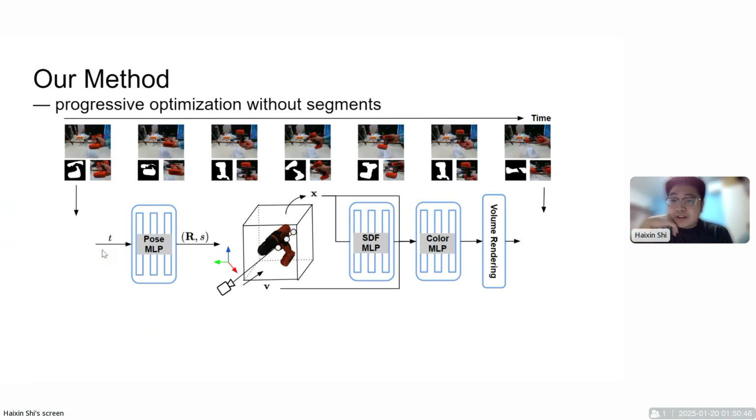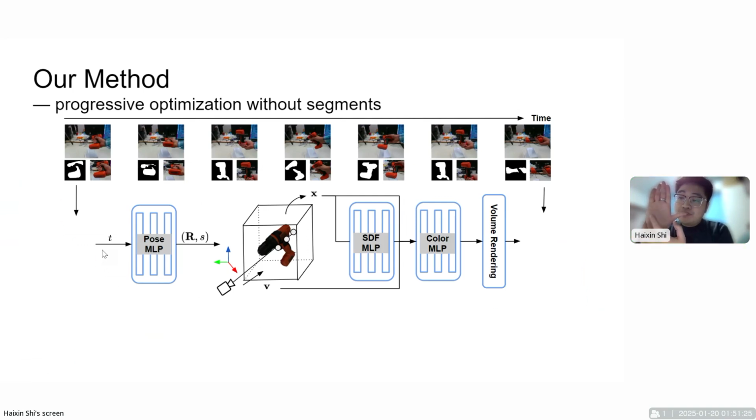Only with the virtual camera is not enough. We still need the progressive optimization without segments. How can we do that? First, let me explain the motivation. If we only use one SDF MLP or color MLP, imagine that we want to reconstruct the hand and estimate the poses. In the first few frames, you always look at this surface of the hand, right? You want to reconstruct it, and then your SDF network would overfit to this surface of the hand.